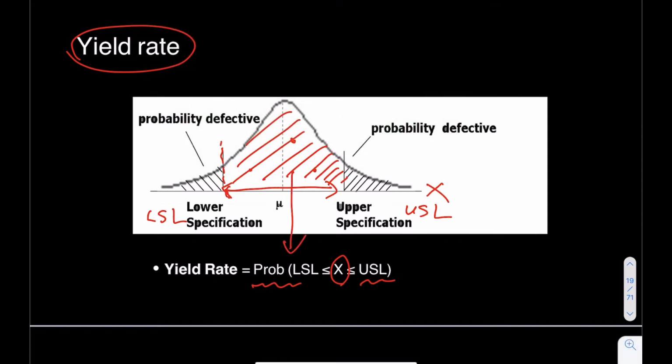Note that the area on the tail side, here on the right and on the left, is the probability when you find the products are defective.